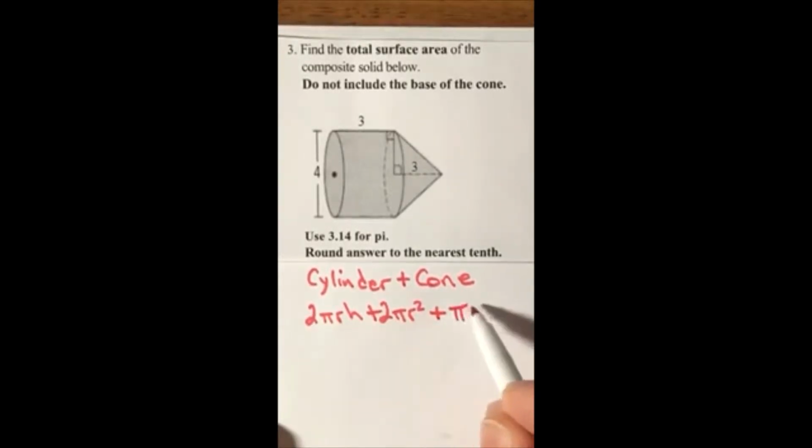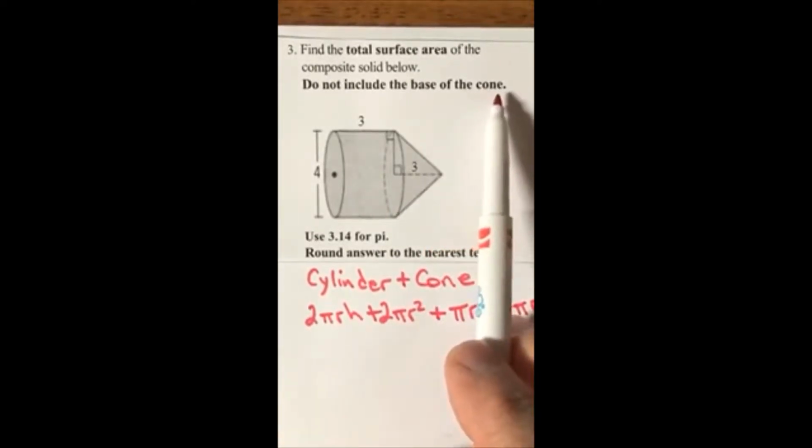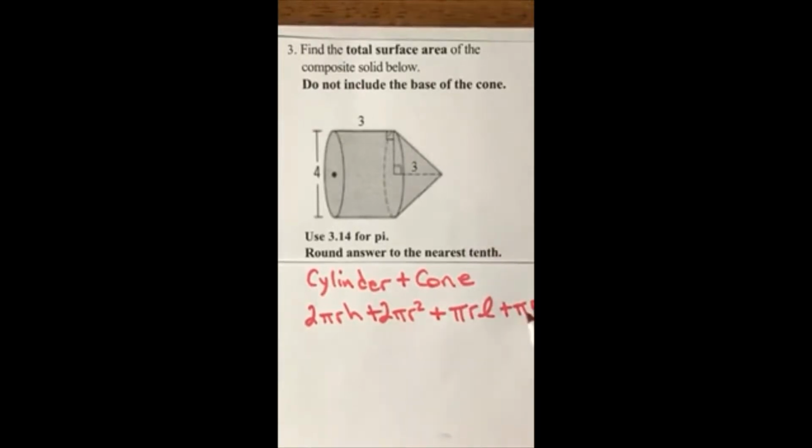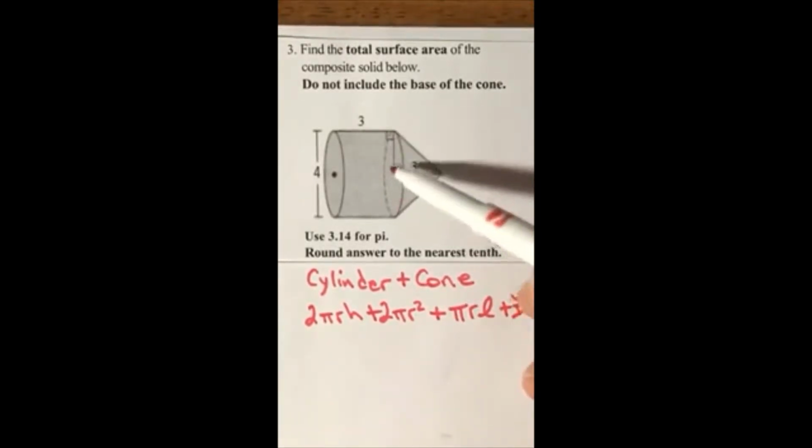Now this is what's confusing about composite figures: we have to manipulate the formula to make it work with this figure. It says do not include the base of the cone. Well, here's the base of the cone. When you look at the formula chart under area, the formula for a circle is pi r squared. It says do not include that in the cone, so I need to cross this out. Don't use that.